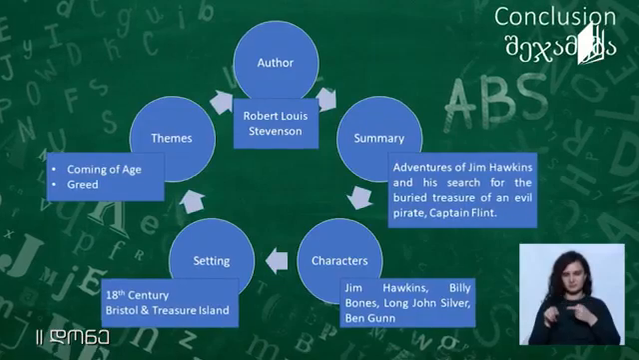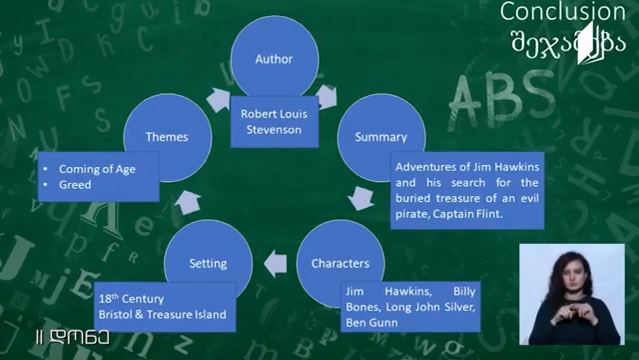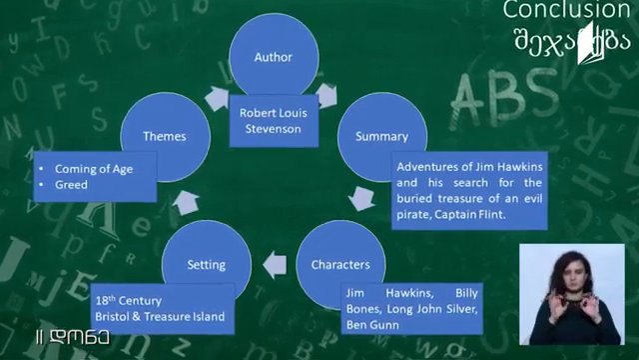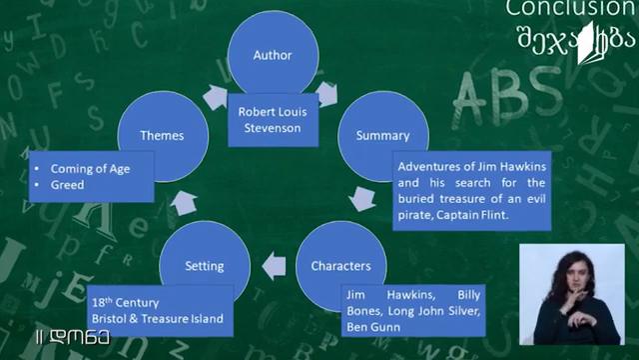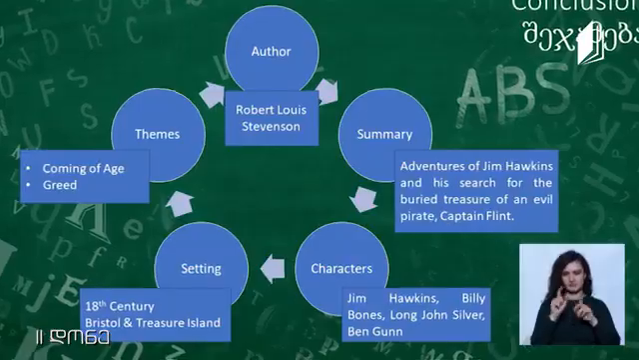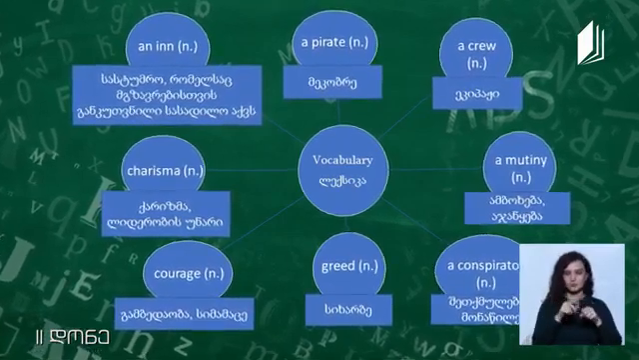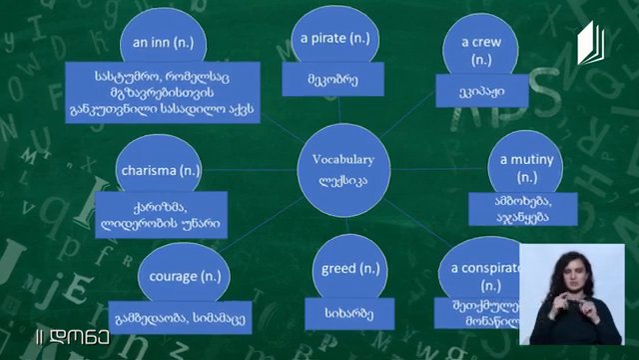And there are plenty of other themes to explore, but we're just about out of time, so you have to do that on your own. Now, to review, we talked about our author, then the summary, some of our characters, the setting of Treasure Island in the 18th century, and finally, we looked at two themes, coming of age and greed. I think it's a good time now to review the words from the beginning. Here they are. An inn, a pirate, a crew, a mutiny, a conspirator, greed, courage, and charisma.